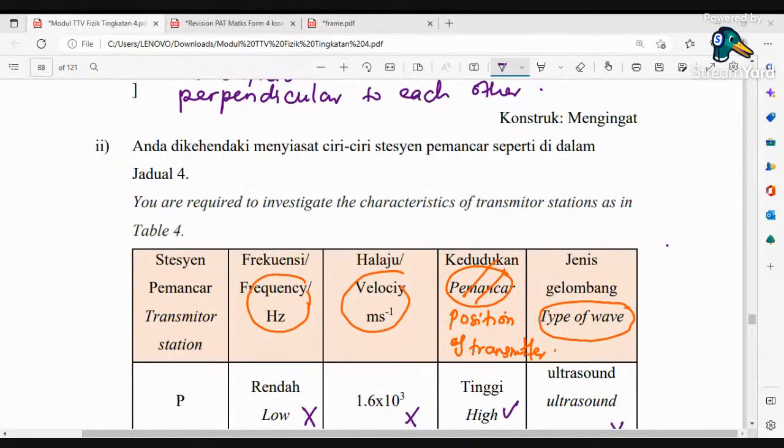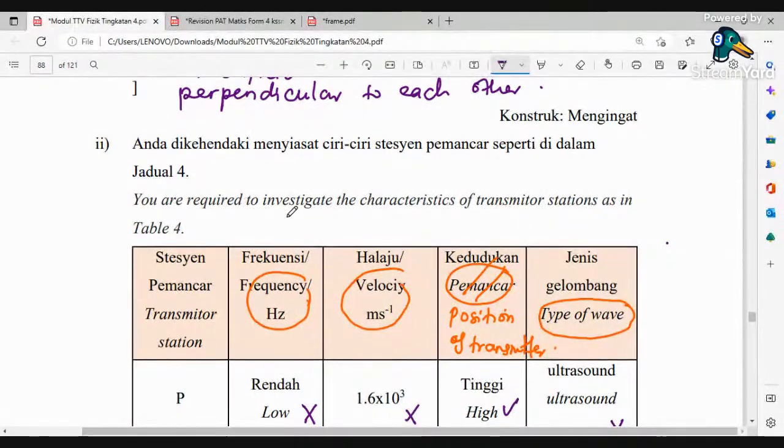Okay, ada soalan dia tanya. Just continue.